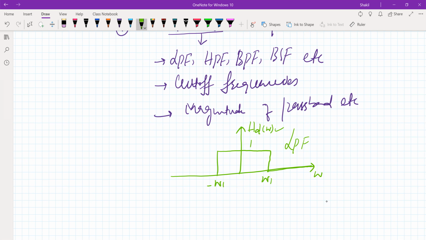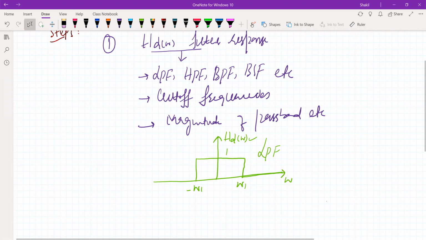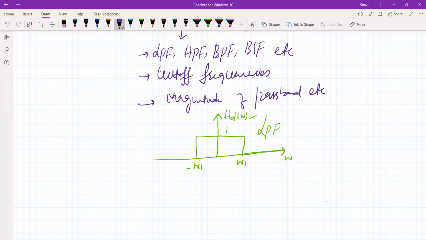Now we have both negative and positive frequencies for this, but our aim is to design an FIR filter. So remember that our goal is to design an FIR filter. So what is the second step? This is the desired response that is given to you that we want to have, right?